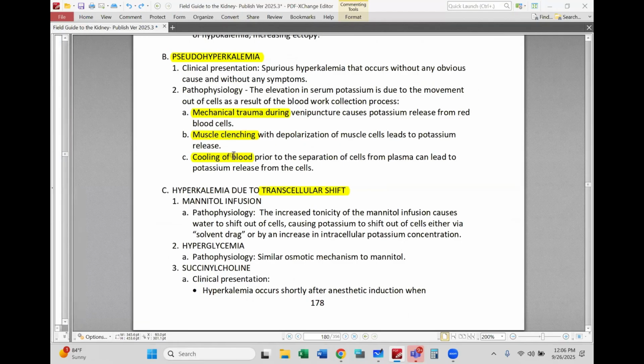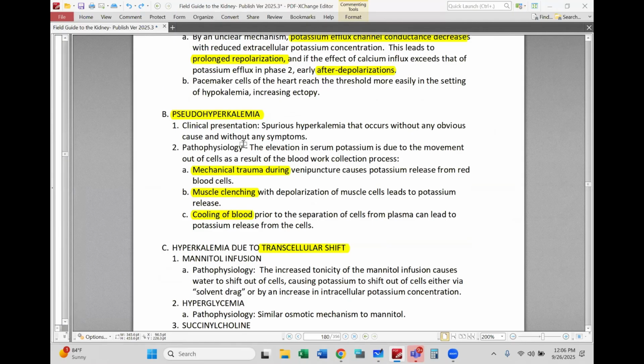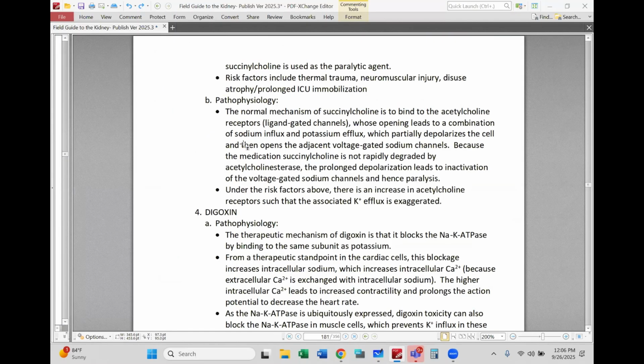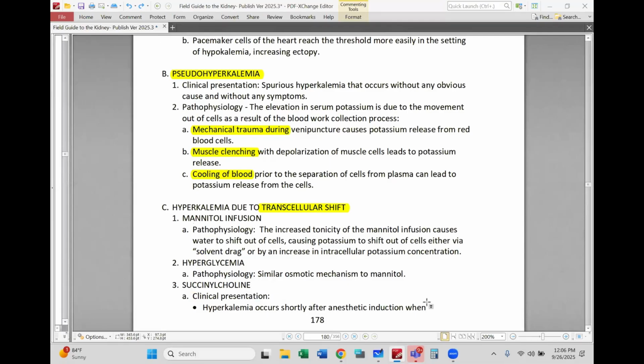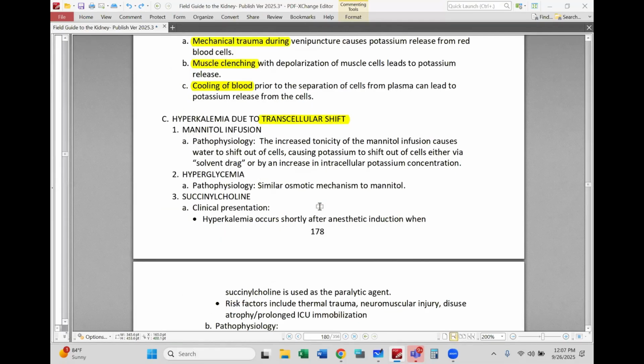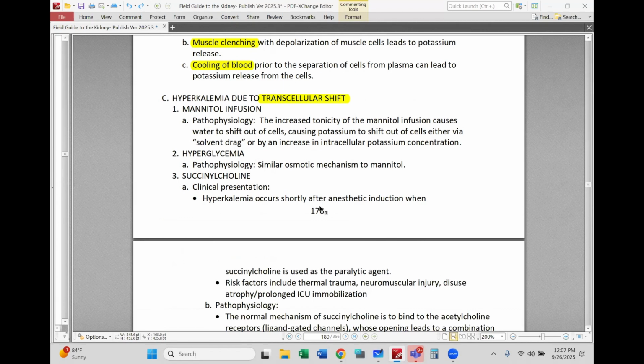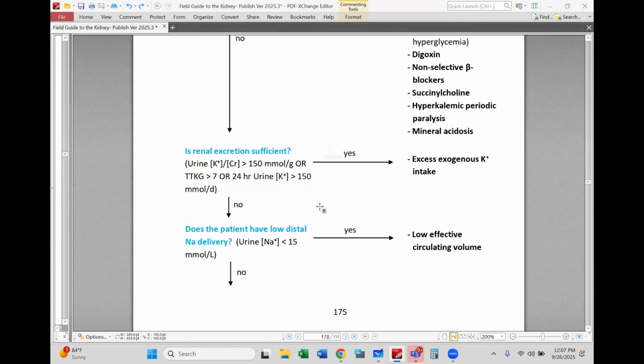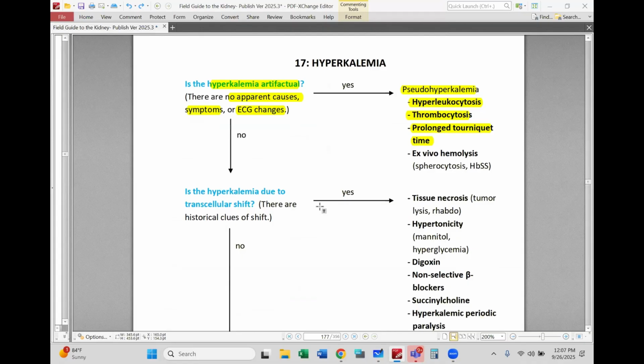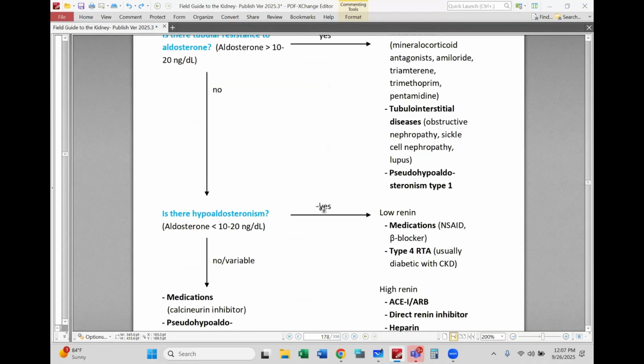We had covered the hyperkalemia, excuse me. So now we're going to move towards hyperkalemia due to transcellular shift. Okay. And as I mentioned, we'll go back and forth between this algorithm and the texts. So let's start in the text though.